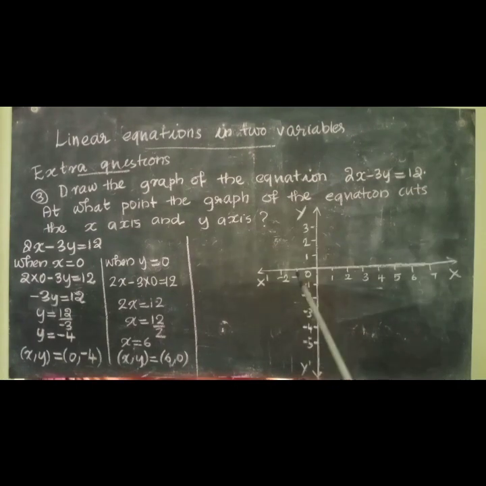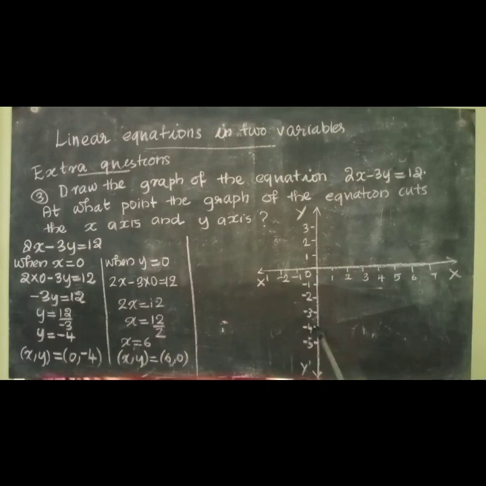So I have drawn the Cartesian plane. Let us plot the points on the Cartesian plane. First point is (0, minus 4), x coordinate 0 and y coordinate minus 4. So it is on the y-axis. So (0, minus 4).